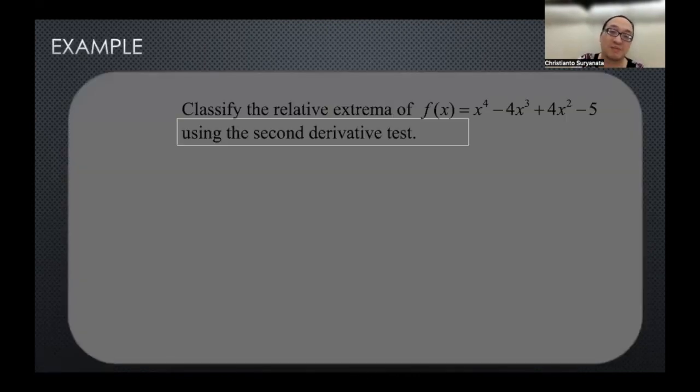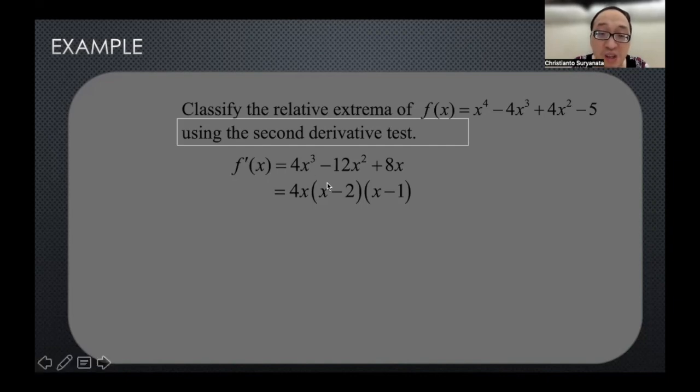Now, this is the example. Classify the relative extreme of f(x) using the second derivative test. So we try to use the second derivative. That means we have to find the first derivative to find the stationary point. So we derive this function once, and we have 4x cubed minus 12x squared plus 8x. Then we make it equal to 0 to find the stationary point. Then we factorize, and we have 4x, x minus 2, and x minus 1.